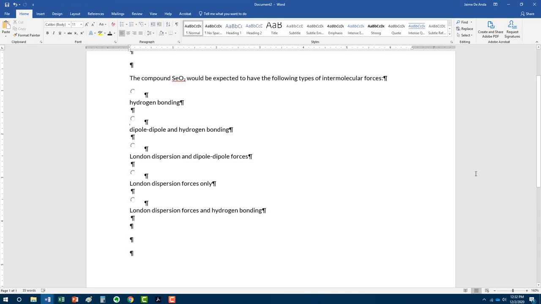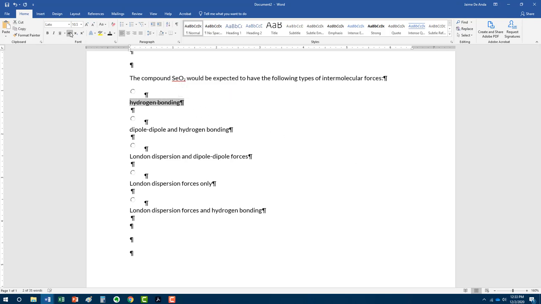Okay, let's look at this last question. The compound SeO2, which you would call, of course, selenium dioxide, would be expected to have the following types of intermolecular force. Here's a strategy for all kinds of multiple choice questions. Start out by eliminating the ones that are definitely going to be wrong. For example, SeO2, there are no hydrogens in this compound. Therefore, any option that includes hydrogen bonding, we can rapidly eliminate.